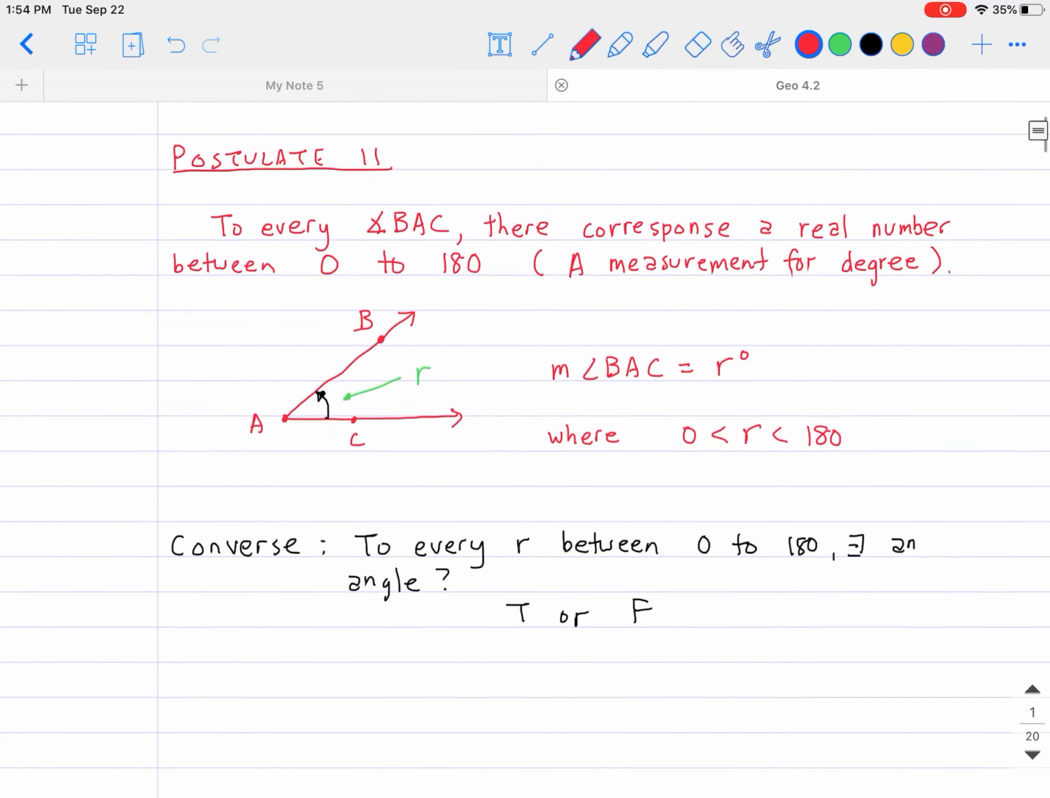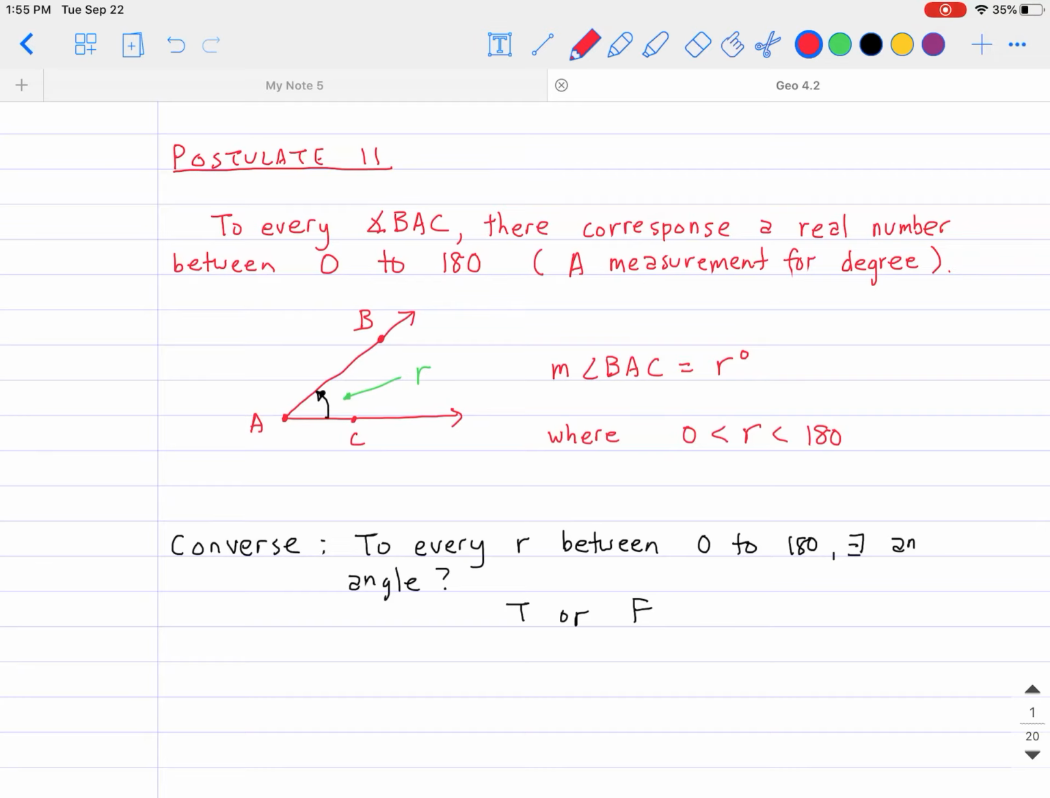Okay, so let's go ahead and talk then. Postulate number 11. This one talks about the following: to every angle BAC, there corresponds a real number between 0 and 180. Basically, a measurement for the angle. So just like the postulate for a segment, there is a postulate for an angle which tells you how big that angle is, just like how long the segment is.